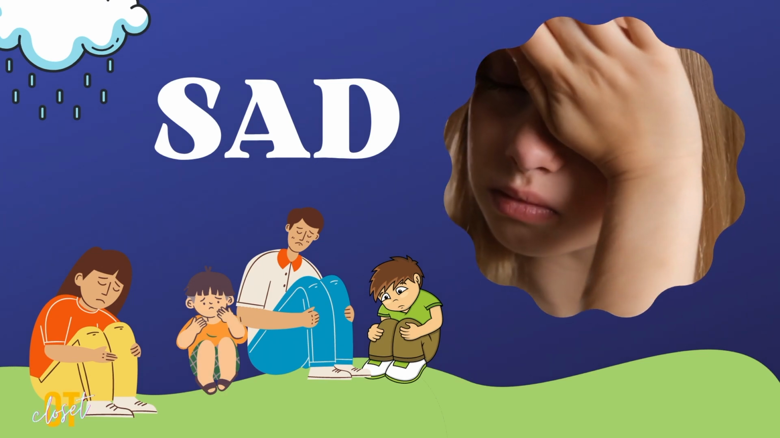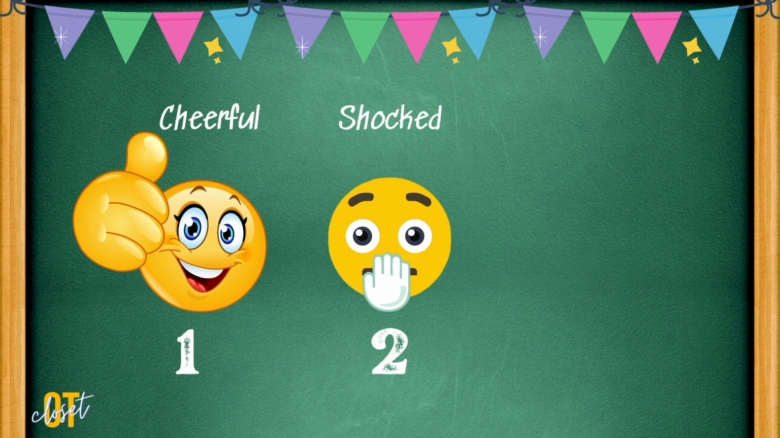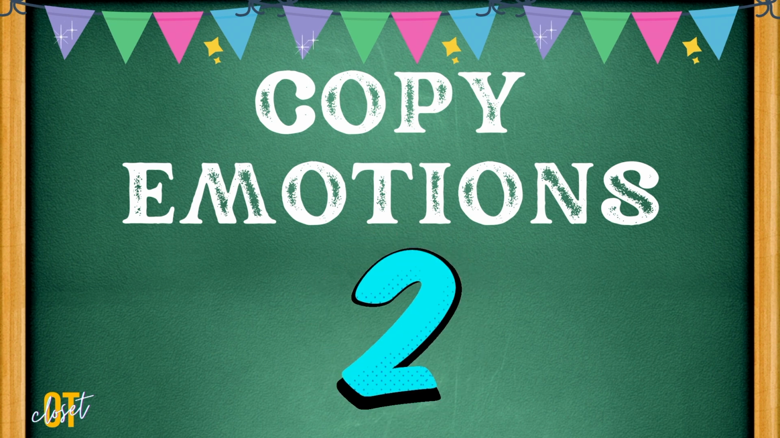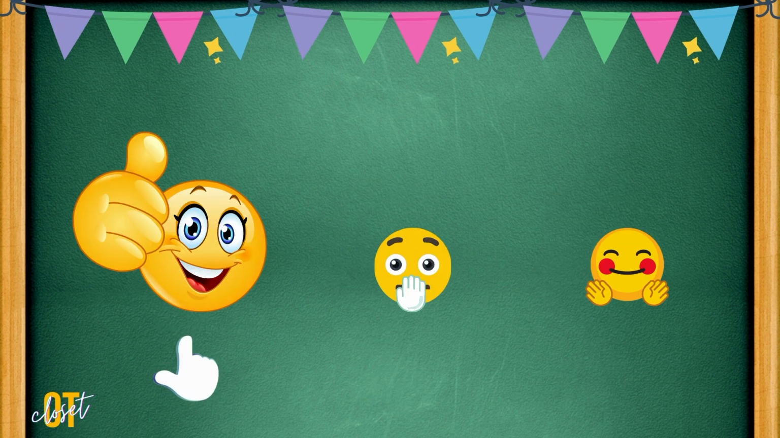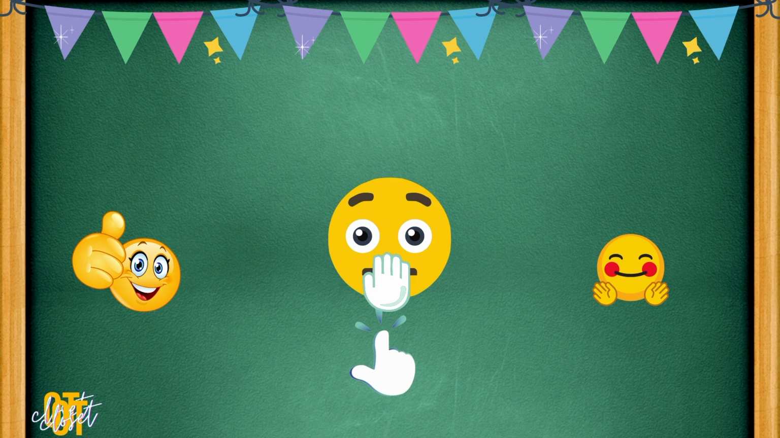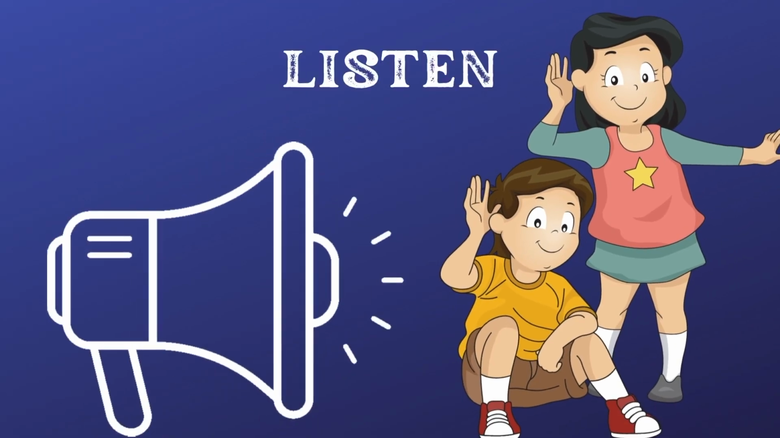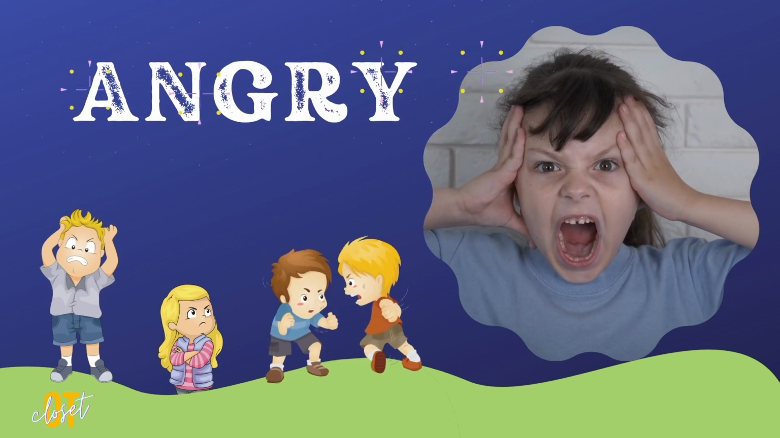She is sad, cheerful, shocked, loved. Copy emotions. 3, 2, 1. She is angry.